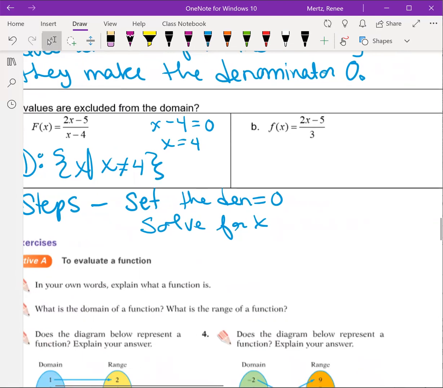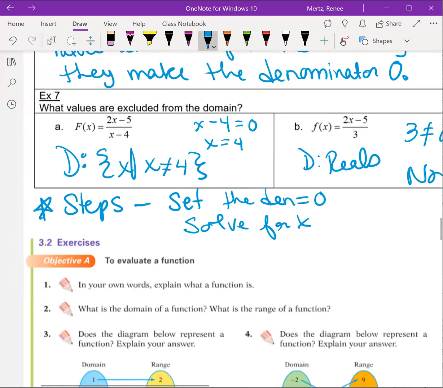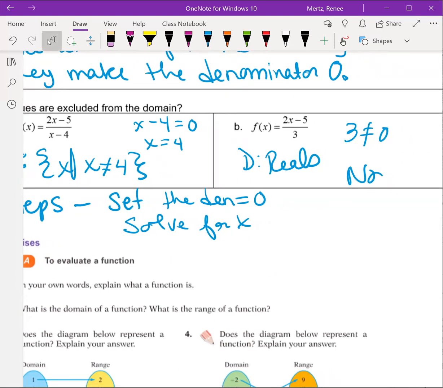For this one, 3 can never equal 0. So this one is just the domain is reals. So everything works. Or you can write no. It says what values are excluded from the domain. So this one would just be 4 is excluded. And this is none. Everything works.